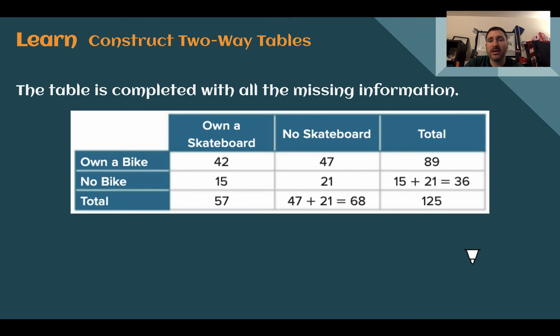One quick thing to double check, whichever box you fill in last, you should make sure it works in all the directions. And we never checked this 125. Let's see, does 57 plus 68 equal 125? Yes, it does. Does 89 plus 36 equal 125? Yes, it does. So I added in both directions here to get this final total. It was the same both times. I can be confident that I filled in the table correctly. If I don't get the same thing in both directions, something somewhere is wrong.